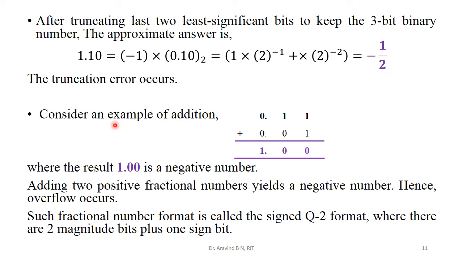Now let us consider an example of addition again where we may get some wrong results. Take two numbers 0.11 and 0.01. Here both are positive numbers. Perform the addition of these numbers. So we are going to get the result 1.00, which is a negative number representation. Now what we are getting, addition of two numbers leading to a negative number, is an overflow error.